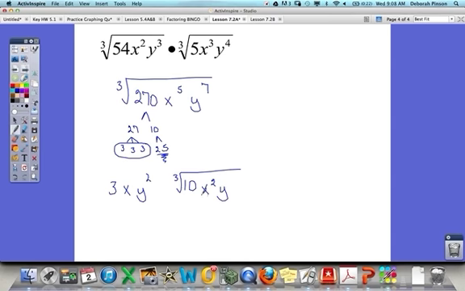I always feel like it's kind of a mess here, so I like to rewrite it. Now I am going to leave a little space here because I don't want the 2 and the 3 to look like they go together, because the 2 is an exponent here, the 3 is a cubed root, so I kind of leave a little space so that it doesn't get all jumbled together.